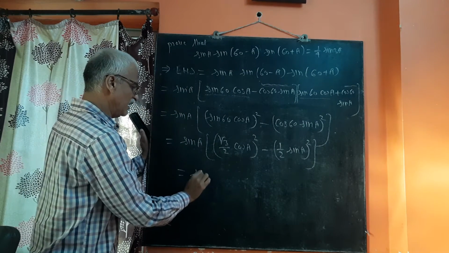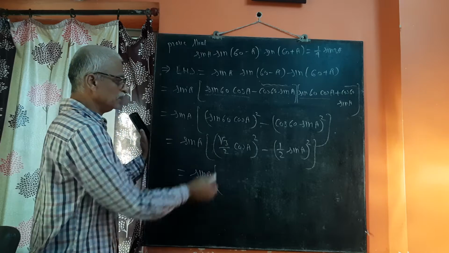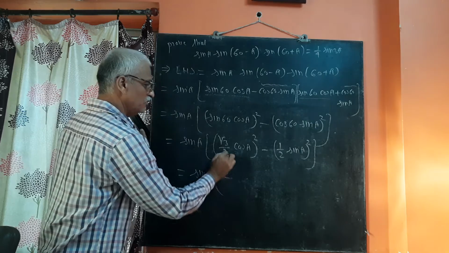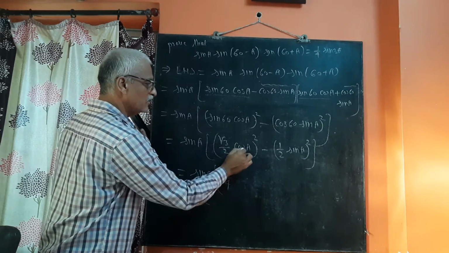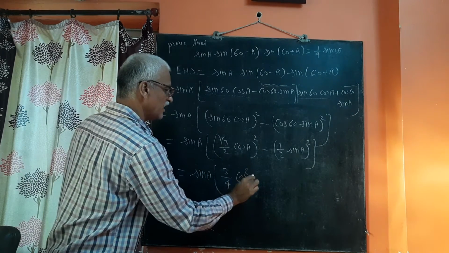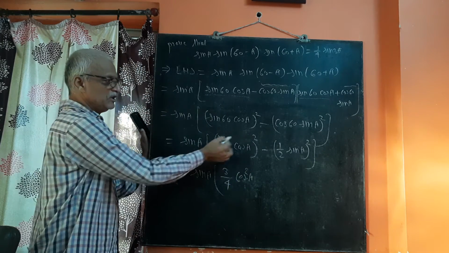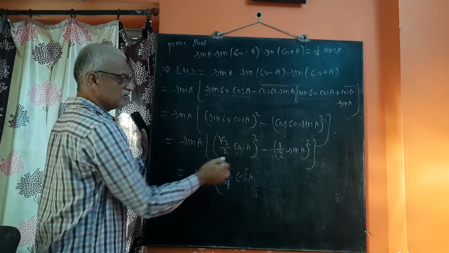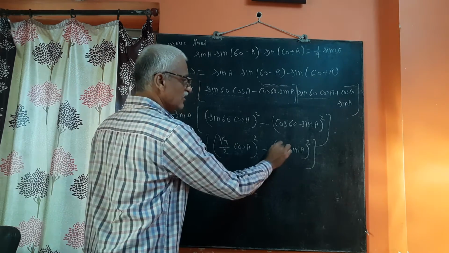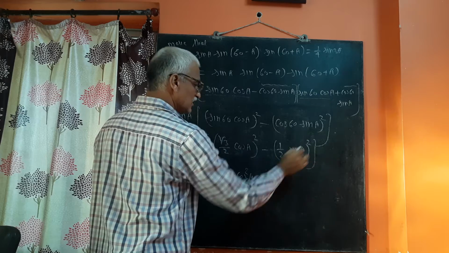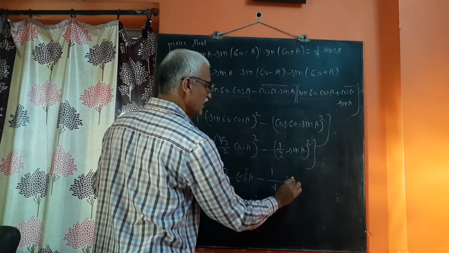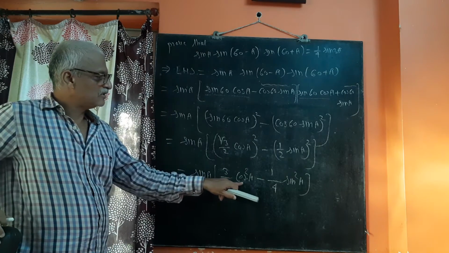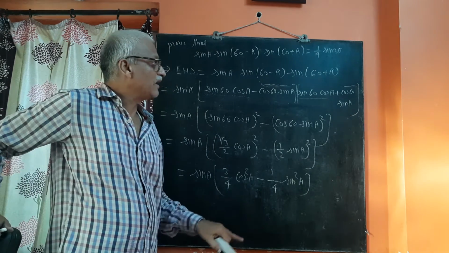Simplified, you get sin A into root 3 by 2 the square. Root 3 square is equal to 3, 2 square, that means 4. That is 3 by 4 cos A the whole square, that can be written as cos square A, minus 1 square is 1, 2 square is 4, into sin square A. So we have got 3 by 4 cos square A minus 1 by 4 sin square A.